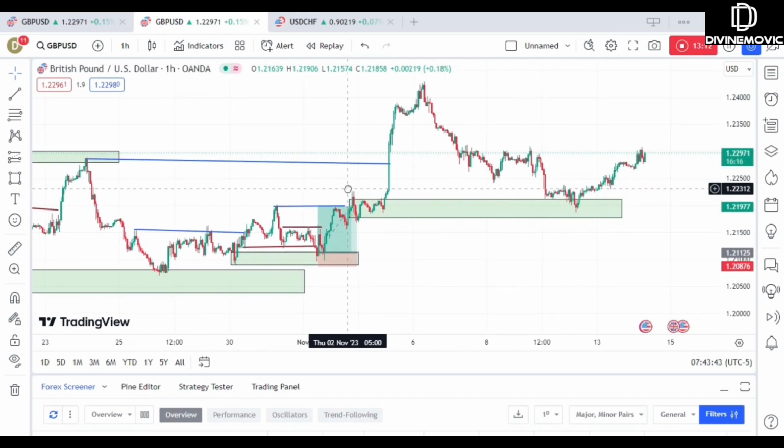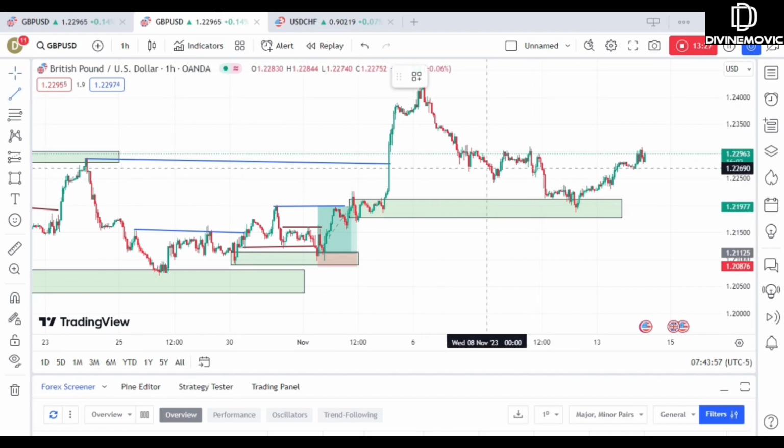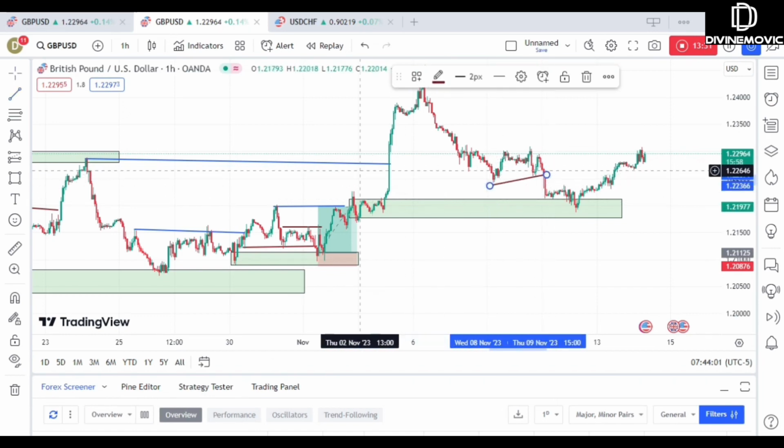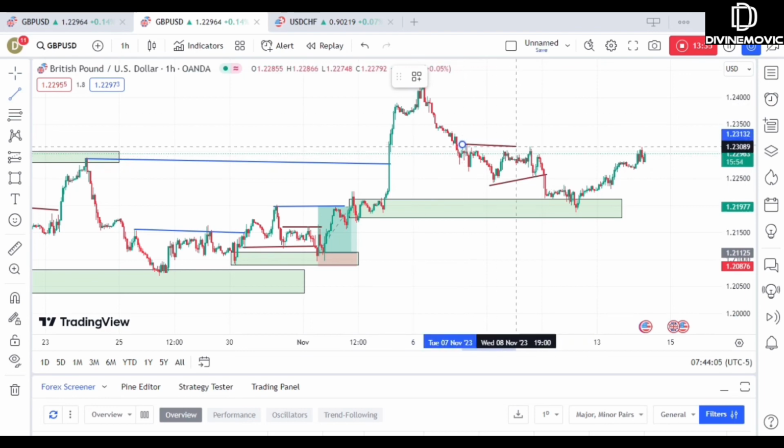Now on this my last chart, this is my last trade that I took. When price wants to reach my point of interest here, price created a downside liquidity, which is here. This is downside liquidity, and then this is the buy side liquidity.